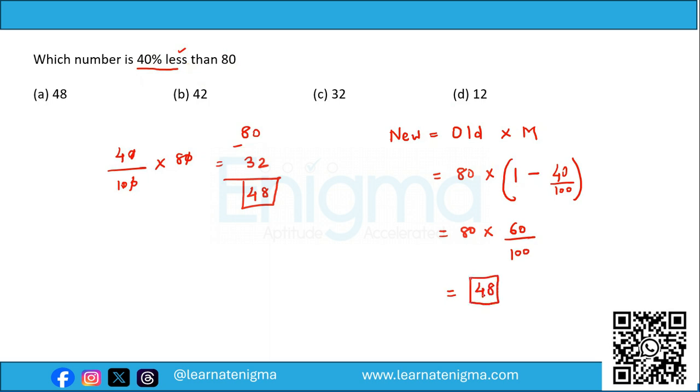Both the methods are perfectly fine. The answer will still remain the same, that is 48.